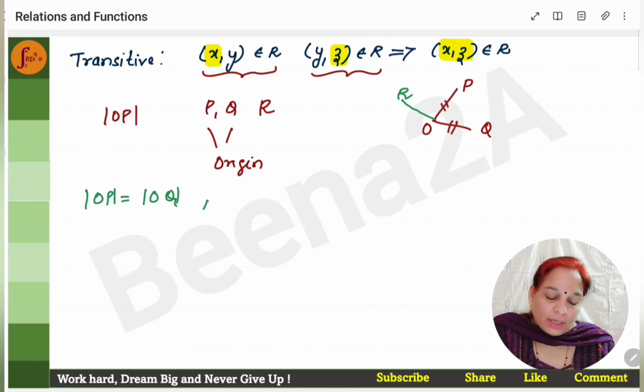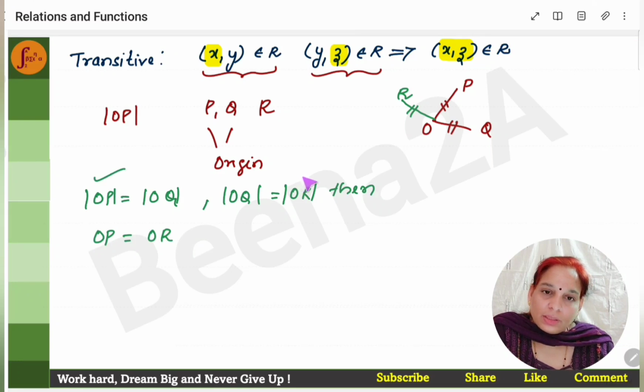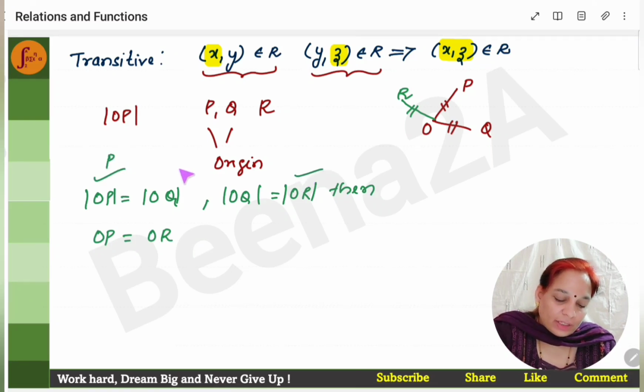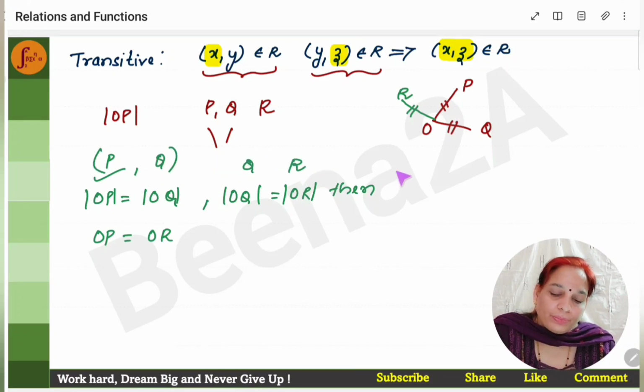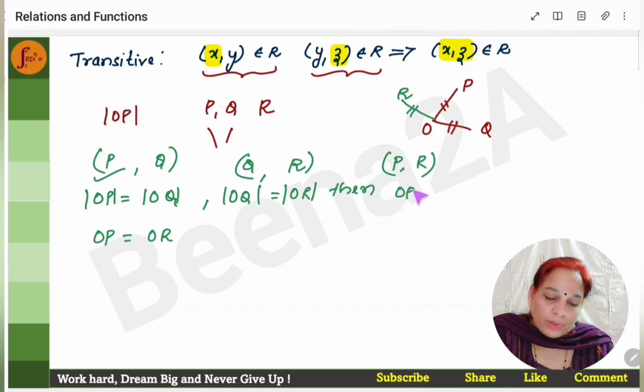And if I say that the distance between OQ and OR is also the same, OQ is equal to OR, right? Then can I say that OP is equal to OR? This is the first element. This is the fourth element. So basically, if I take this as P, this is the PQ combination. This is the QR combination. Then I should have PR, right? What is P here? OP. And what is the distance between O and R? OR.